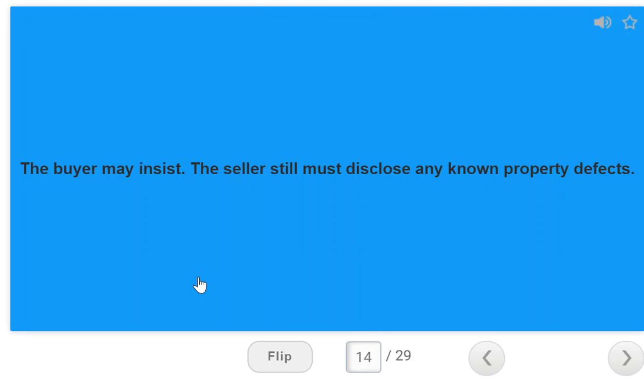Now, if the buyer insists on having that form filled out and the seller refuses, that's another one of the 50 ways the buyer can get out of the contract. So if you're a buyer and your seller refuses to fill out that property disclosure form, they don't have to, but you can say, I'm out. So it's one of the ways to say that's not going to work for me. Contract's terminated.